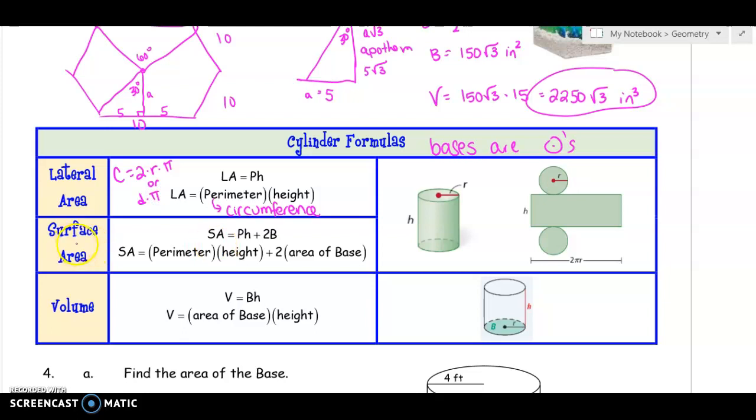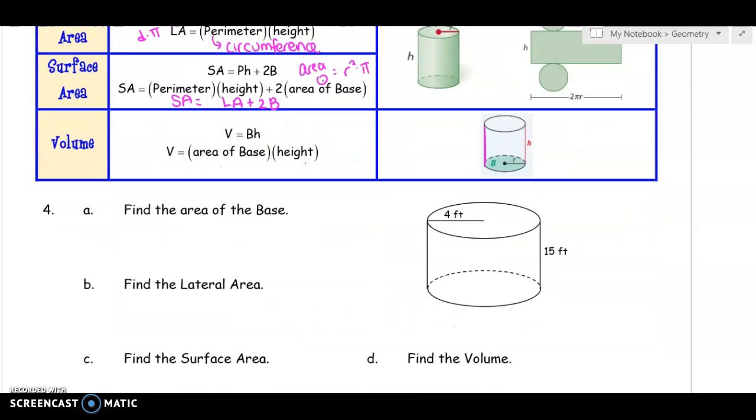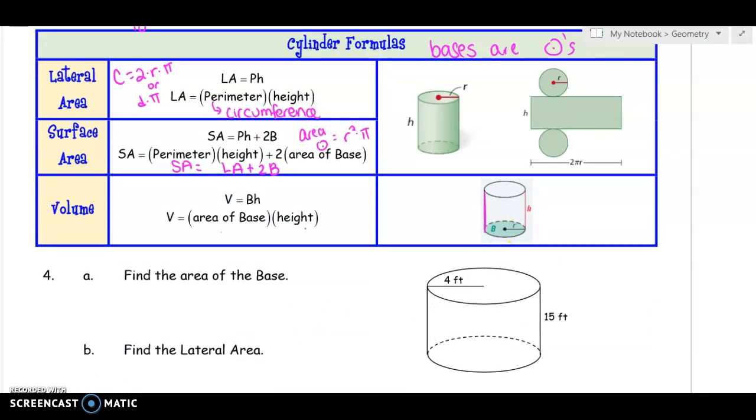For the surface area, it's going to be the area of everything, including the bases. So you'll notice we have the P times H, the lateral area, plus 2 times B. All right, remember that the area of a circle is radius squared times pi. That's the area of the base. So the surface area is going to be, once again, LA plus 2 times B, just like with the prisms. Volume is the same, area of the base times the height. Again, you'll do the area of the circle times the height of the cylinder. And the height is the distance between the two bases.